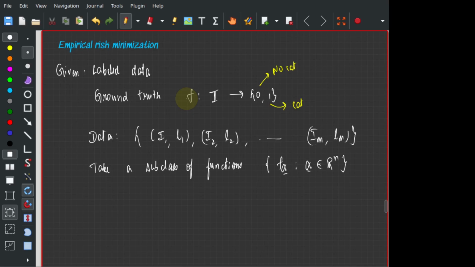But unfortunately, we don't have access to the function itself. All we are given is a set of points, or a set of images. That's our data. So actually, what do we have? We have a bunch of points, I1, I2, I3 up to IM, and L1, L2 up to LM, the labels, are essentially just evaluations of this function at those points. That's one way to think about this particular setting.